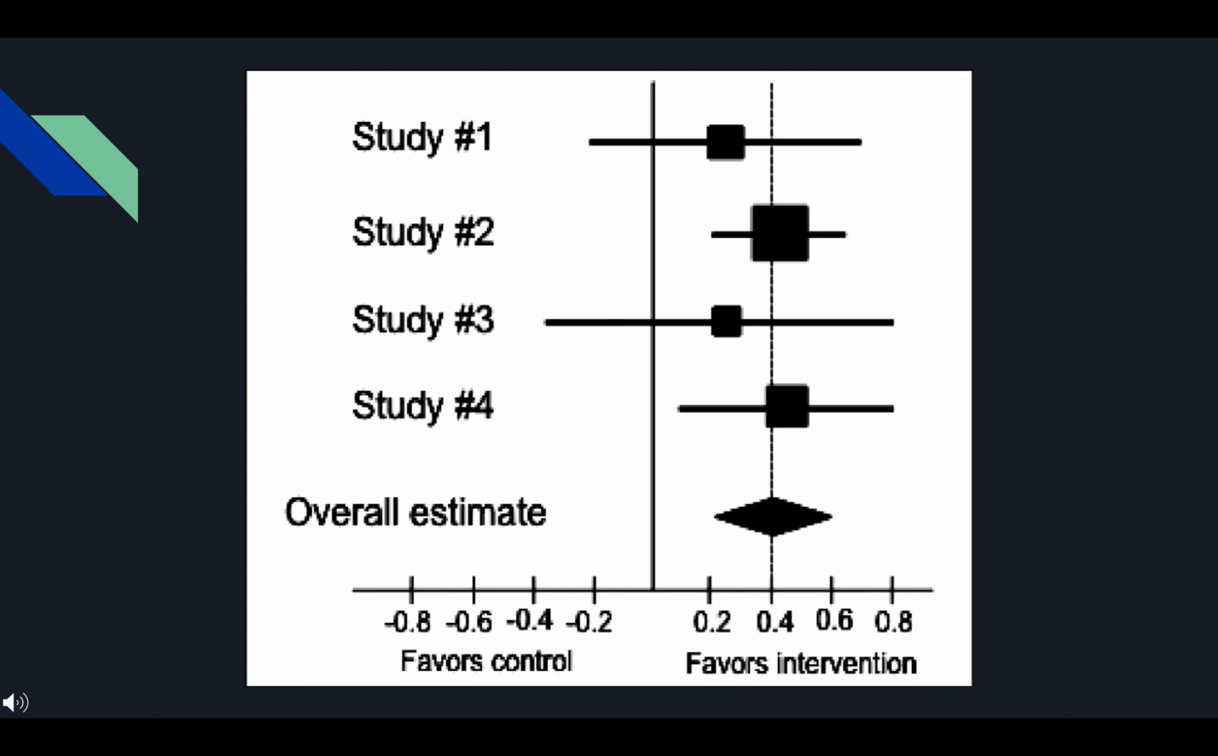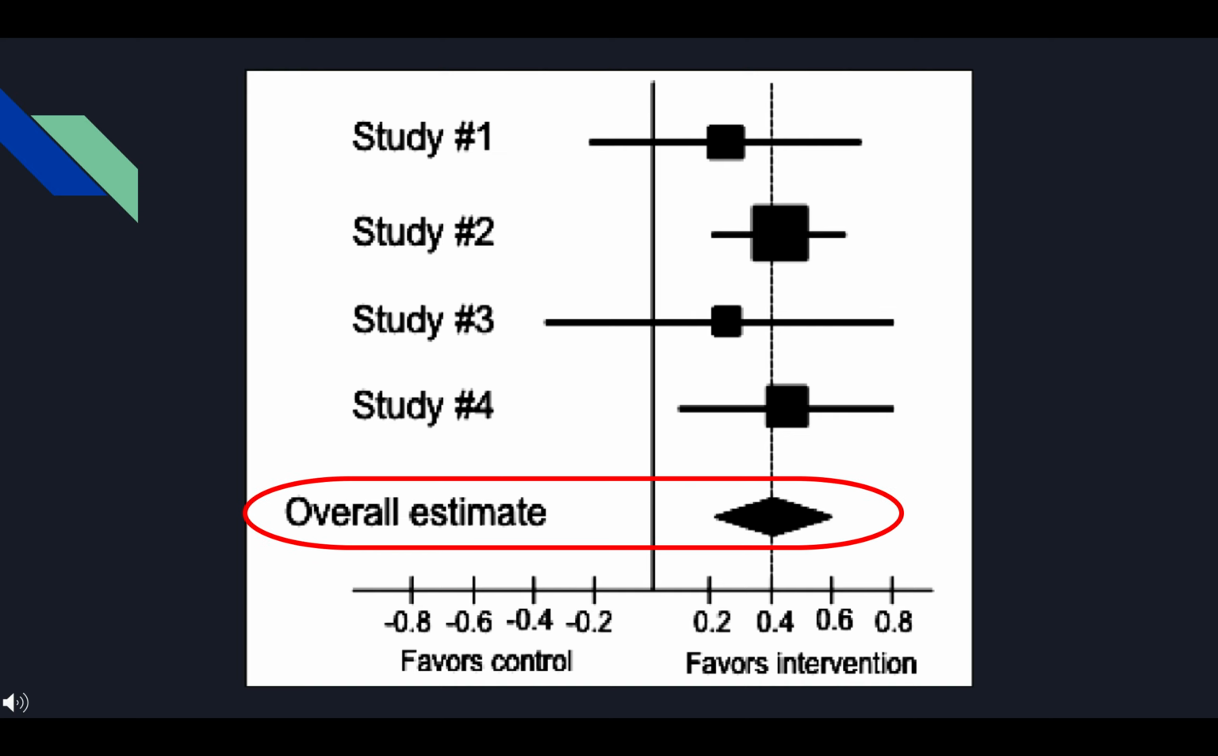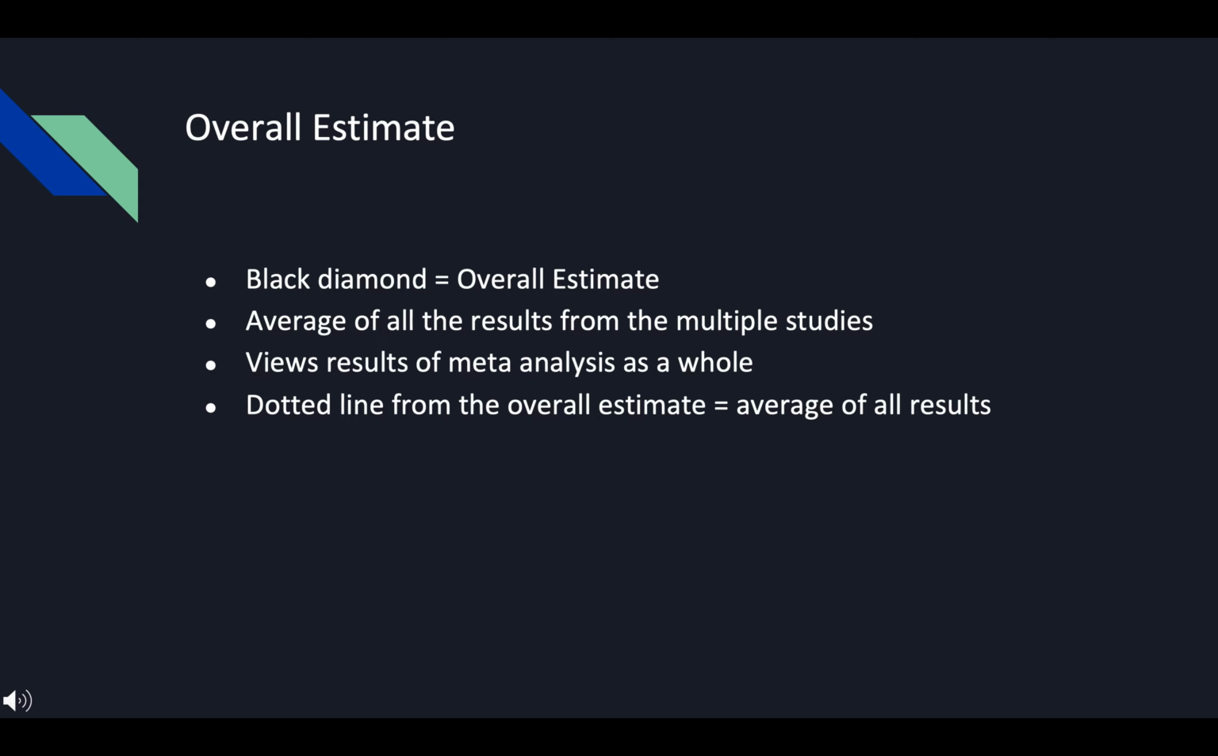At the bottom of the graph, there will often be a black diamond, which represents the overall estimate of the meta-analysis, seen here in the red circle. The location, side to side, and size of the diamond can be used to view the results of the meta-analysis as a whole in picture form, and the dotted line often seen on the graph represents the average of the results from all of the studies included in the meta-analysis.